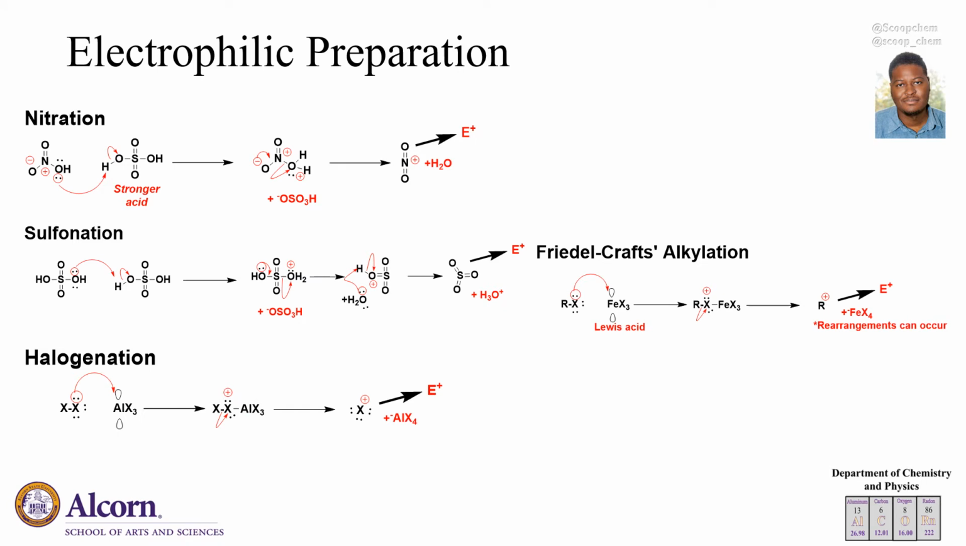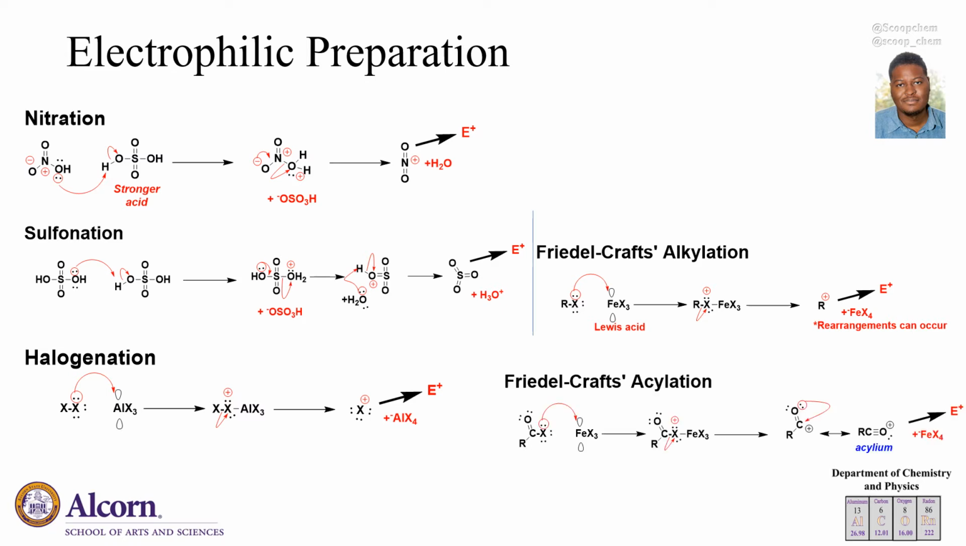In the Friedel-Crafts alkylation, again, I need an alkyl halide, and its lone pairs on the halide side donate into a Lewis acid. This causes the bond between R and X to break, leaving behind a metal tetrahalide and an R with a plus, or a carbon cation. So the carbon cation is the electrophile in Friedel-Crafts alkylation.